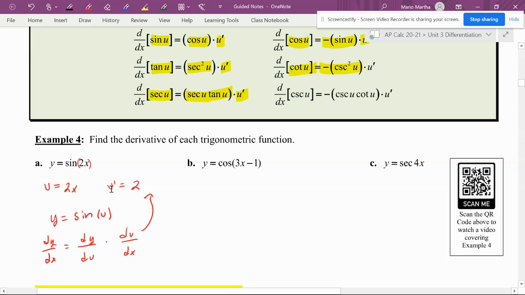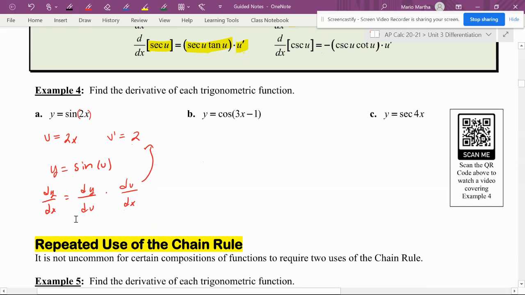We already have that one. So here we're going to find the derivative of sine of u, which would be cosine of u, times 2. And then again, do the back substitution. Replace u again. So that's going to be 2 times cosine of 2x. And that's pretty much our y prime.